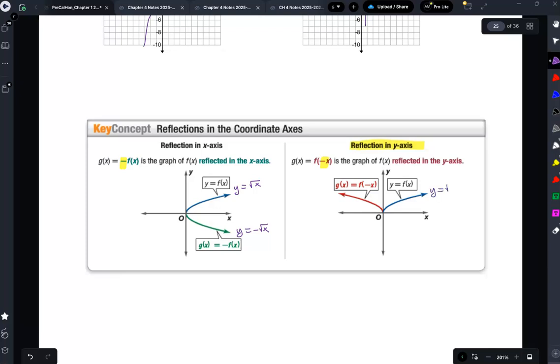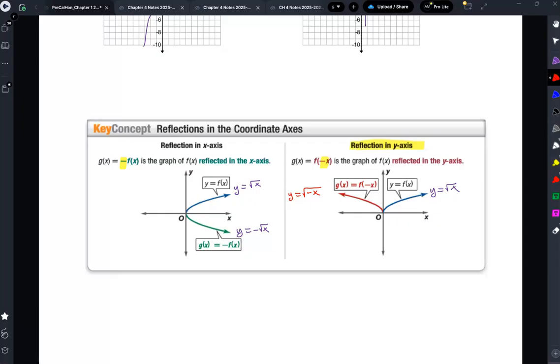So take a look at this one. Here I have y equals root x. To graph this, just like we said before, the x values have to be positive in order for us to be able to get real values, right? Positive 9, positive 16, positive 64, okay? But now, what if I have f of negative x? Now that's going to be y equals the square root of negative x.